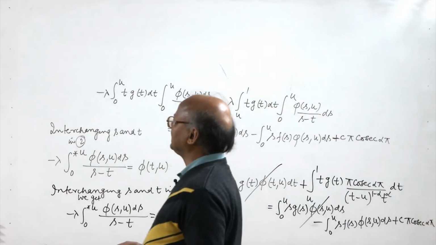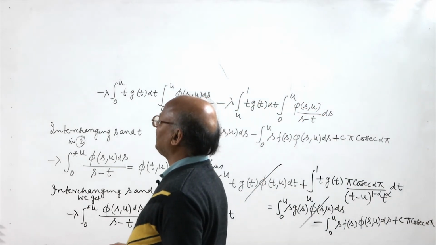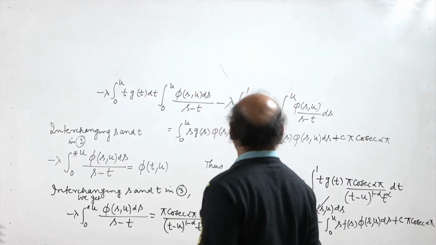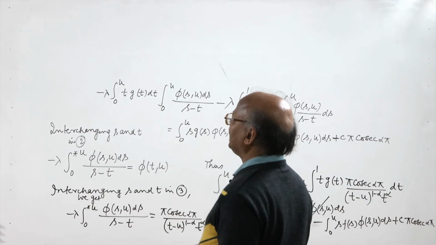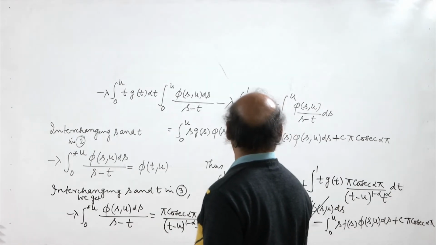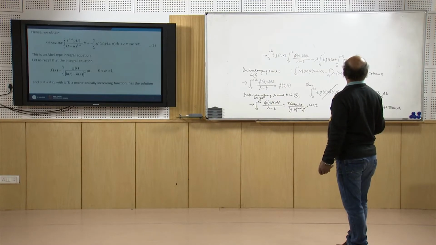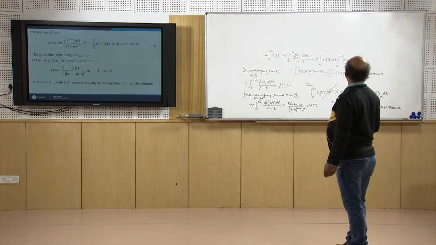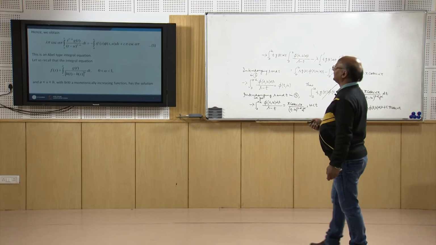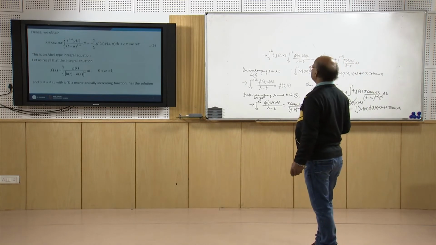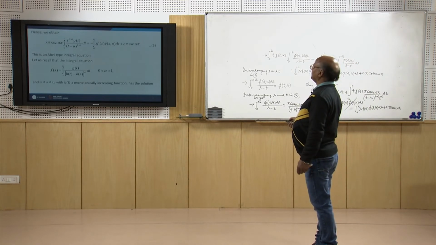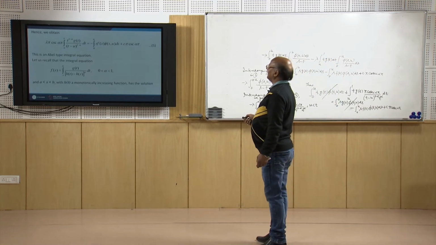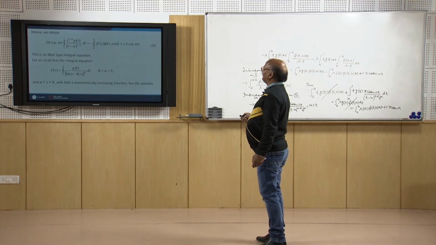So, what we get is this equation: lambda pi cosec alpha pi integral 0 to 1, t to the power 1 minus alpha, we can write t upon t to the power alpha as t to the power 1 minus alpha, g(t) dt upon t minus u to the power 1 minus alpha dt, equal to minus integral 0 to u s f(s) phi(s,u) ds plus c pi cosec alpha pi. Now, this integral equation is of Abel type.